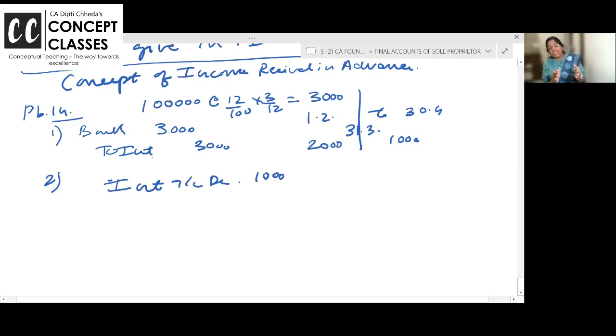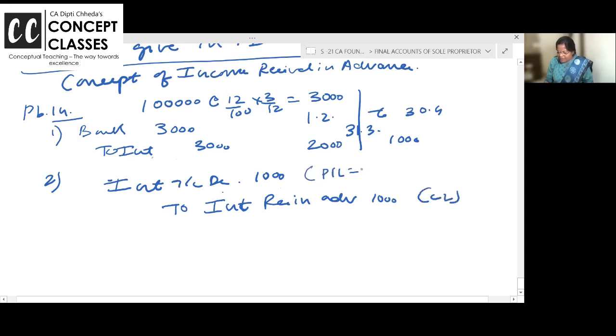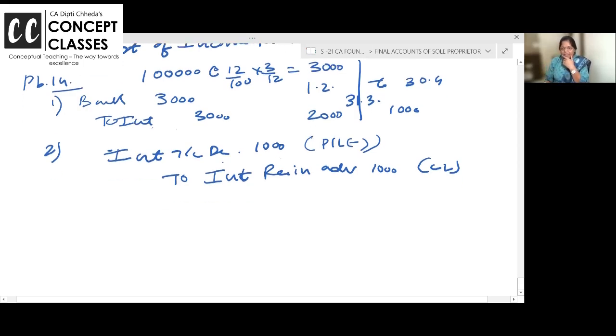I'm taking all the adjustments together. No, this is a tough way of learning, but then very good. When these will come separate, you'll be crystal clear, ekdam. Interest account ko debit karo 1,000 to interest received in advance. अब correct है. Current liability में लेके जाओ और P&L में से minus करना. Reduce from the income and take it in the income received in advance.